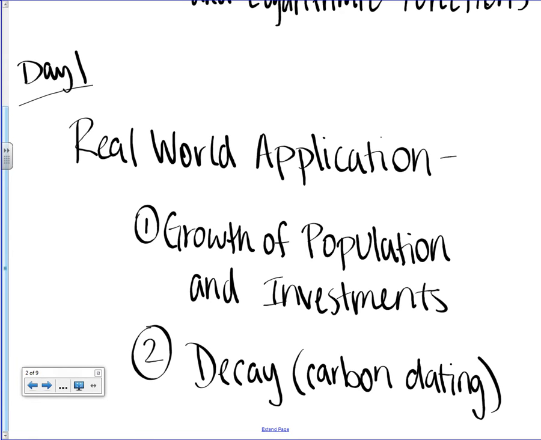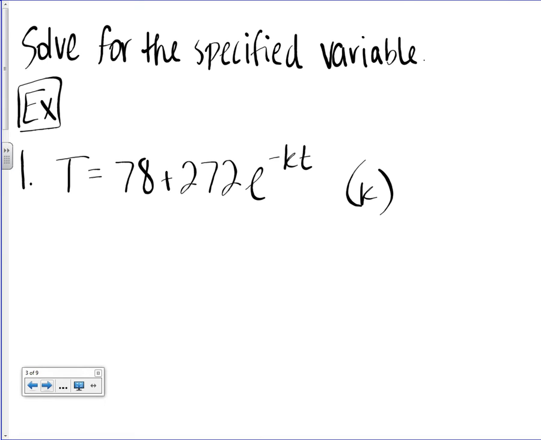So let's go ahead. I've got 5 examples for you today. You are just going to be solving for whatever variable they tell you to solve for. So if I'm looking at number 1, this thing has 3 variables in it. It has an uppercase T, it has a lowercase k, and a lowercase t. Remember, the e is not a variable. That's a constant number. It's like pi. So I need to solve for k. The k is right here. So what do you think I need to get rid of first?